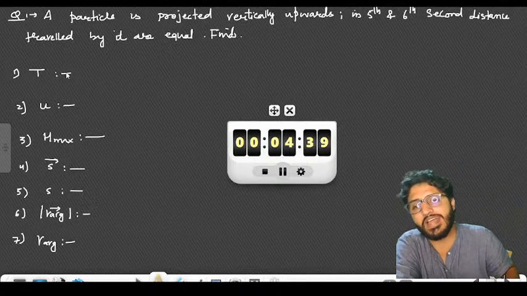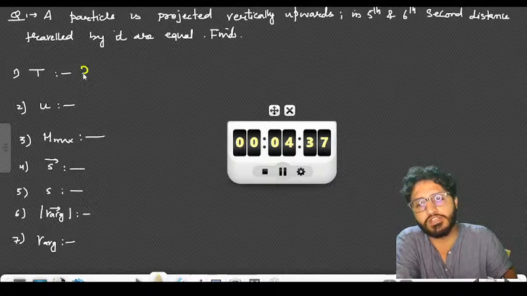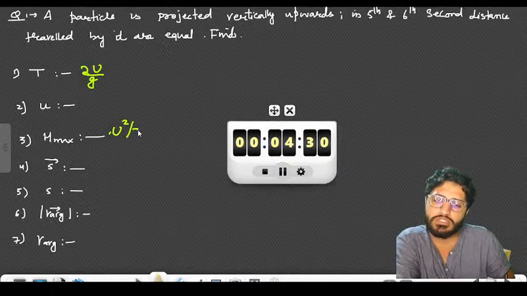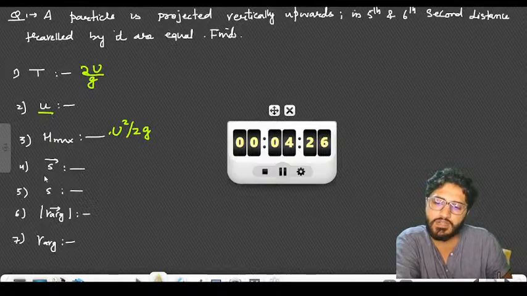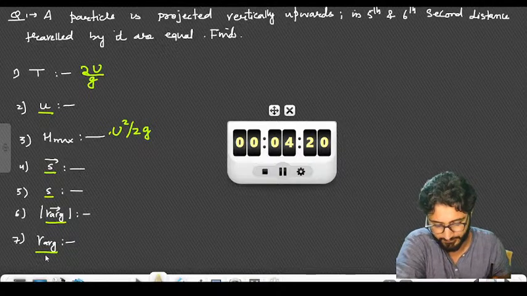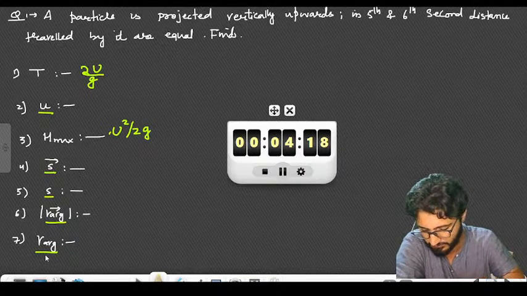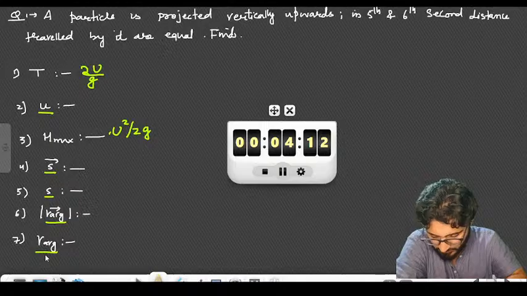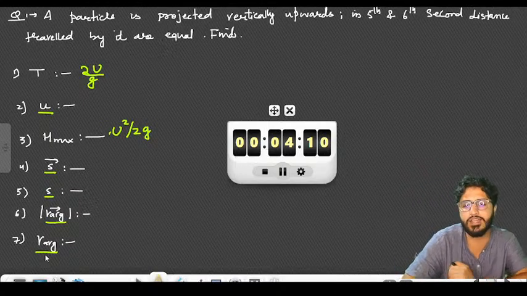This is time of flight. I will write the equation. Time of flight is 2u by g. H max is u square by 2g. Initial velocity, displacement, distance, average velocity mod, average speed. Then think about it and give me the answer.